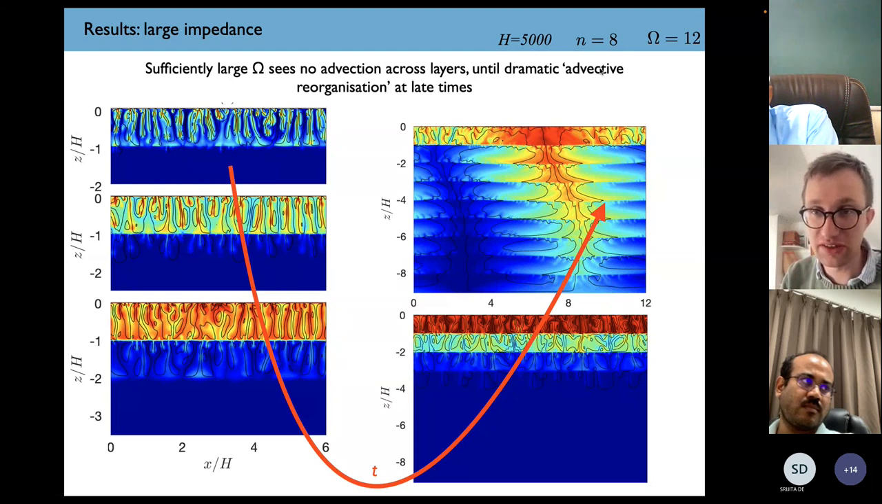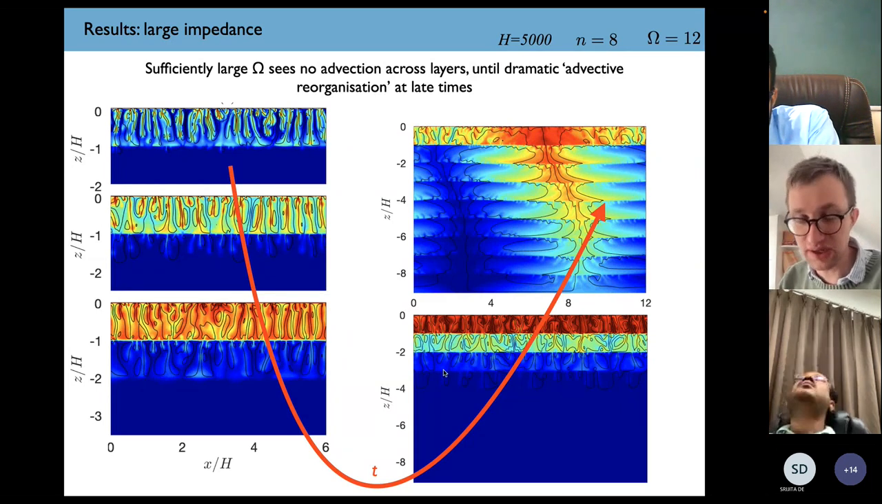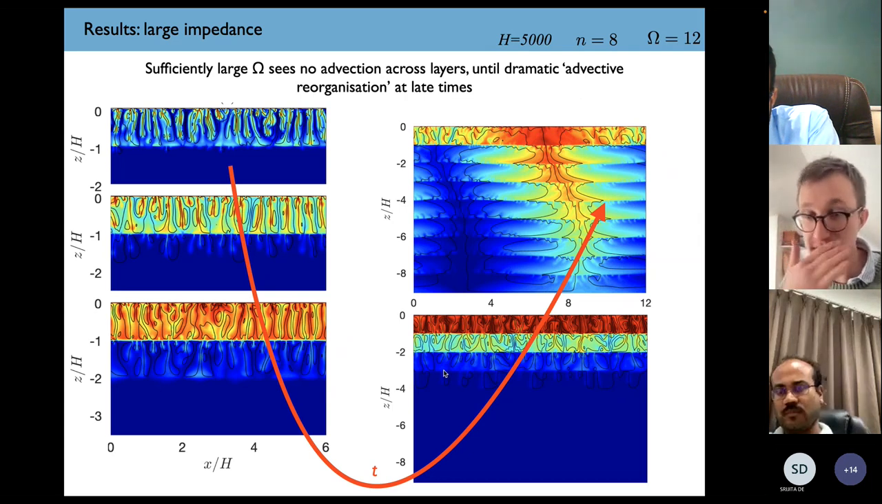So this is what I'm calling an advective reorganization. It seems to be settling into this system where it's just layer by layer with diffusion between them. And then at some point it overturns, or semi-overturns, and you get this kind of reorganization of the flow.